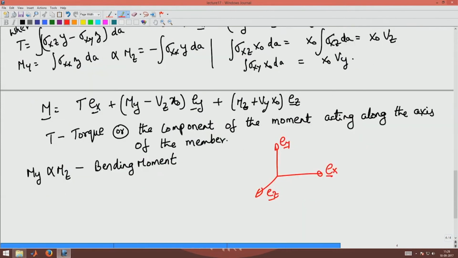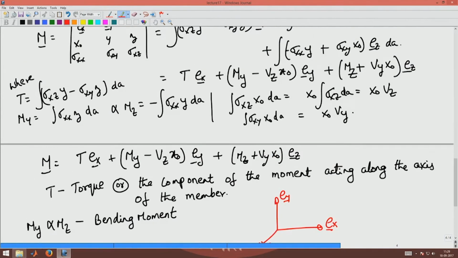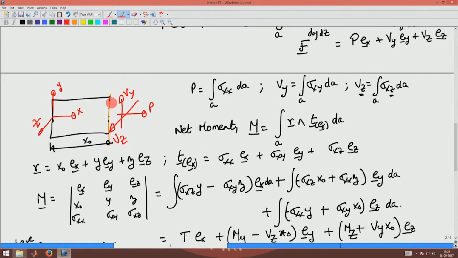Now then, what is this term Vz into x naught and Vy into x naught doing here? Basically, this is finding the moment only due to the cut surface here. I found the moment acting on this cut surface, wherein I have these forces plus now 3 moments acting on this cut surface. I will indicate the moments by double arrows. This is a torsional moment, this is a Mz moment, and this is the My moment.